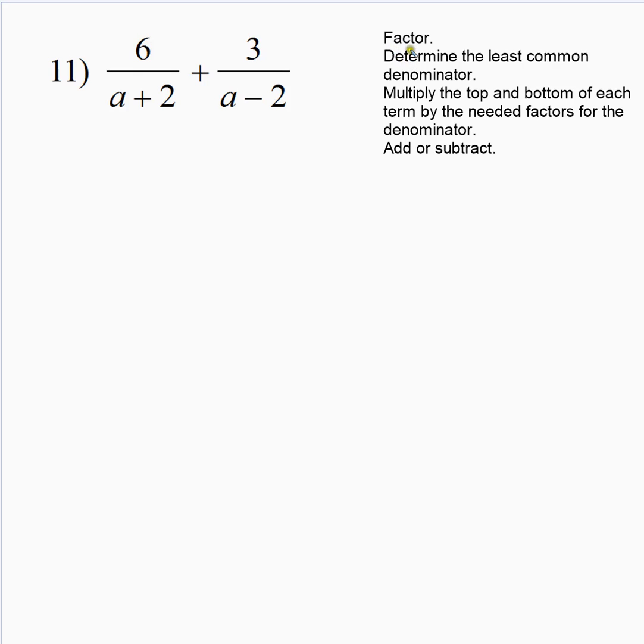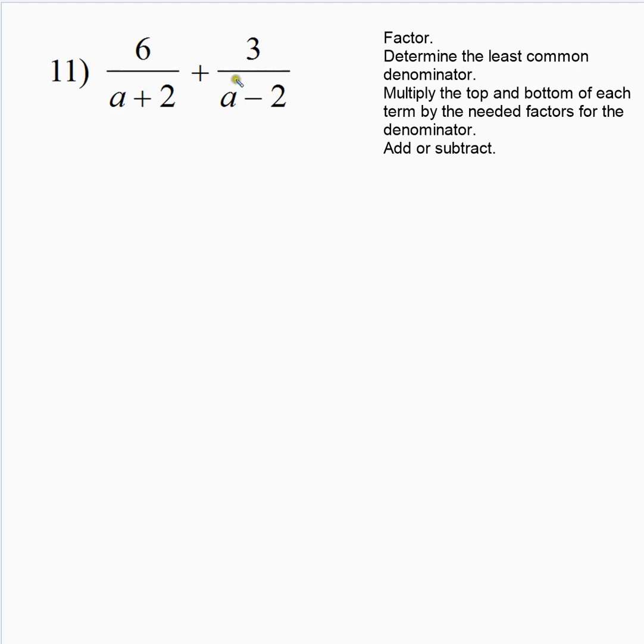So what we're going to do here, when we add or subtract, we're going to factor, and then we're going to determine the least common denominator, and then we're going to get a common denominator by multiplying the top and bottom of each term by the needed factors. And then we can do our addition and subtraction since we have a common denominator. So this is the same as what you learned back in middle school, where to add or subtract fractions you need a common denominator. We're just now dealing with polynomials in our denominator.